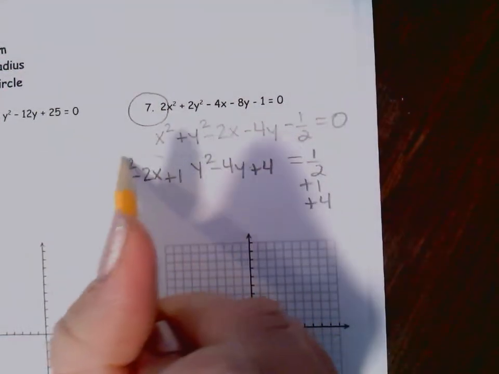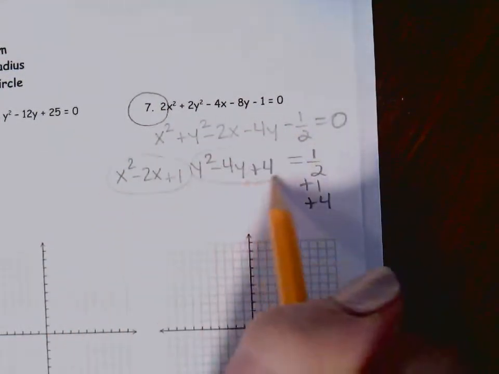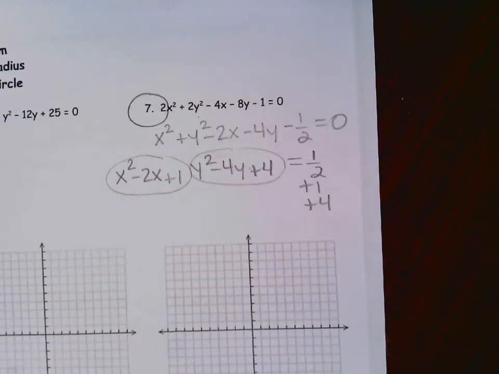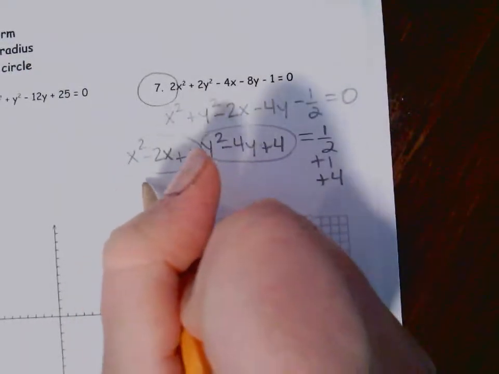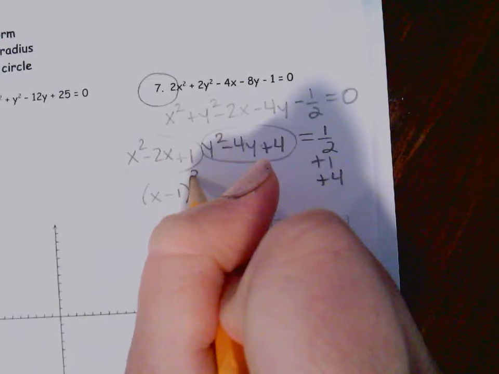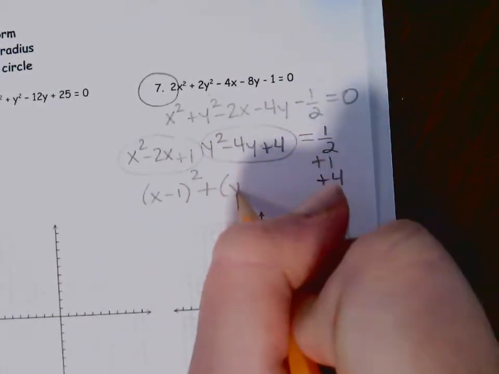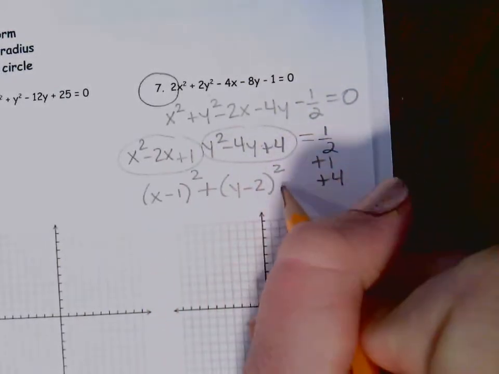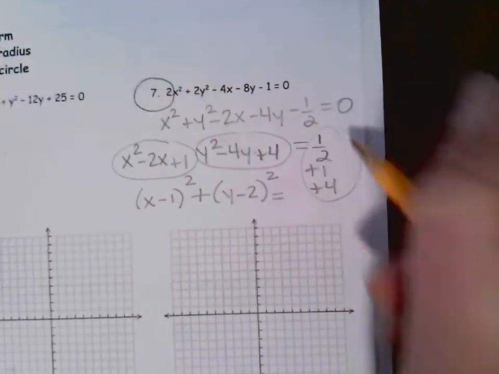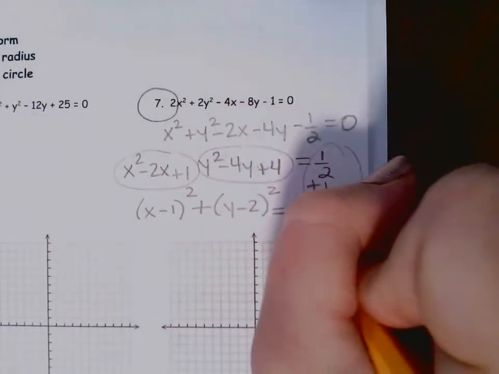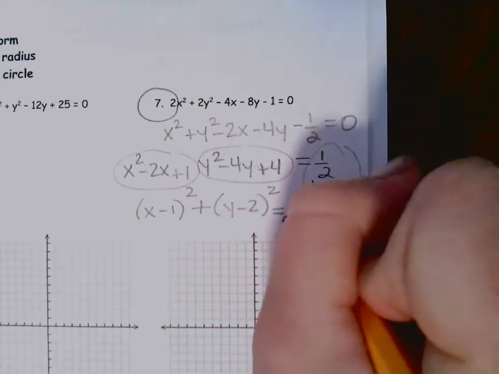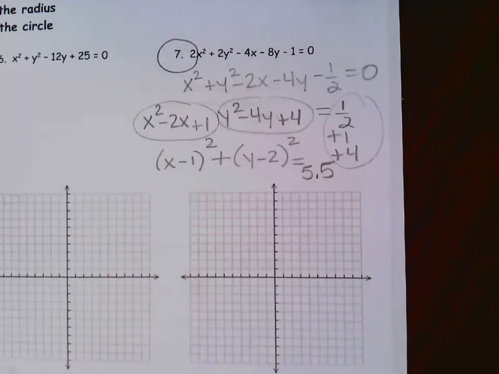Now I'm going to put this into factored form and this into factored form, now that they are both perfect squares. So this is (x - 1)² + (y - 2)² equals, what do I have over here? 5.5, it looks like, 5.5.